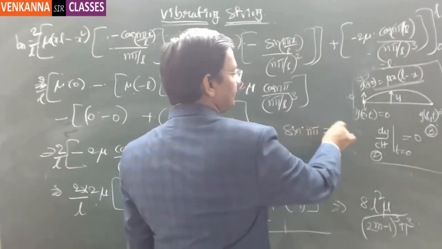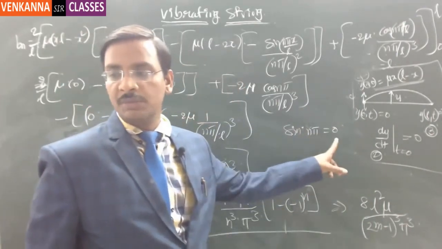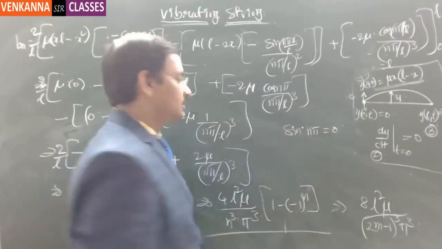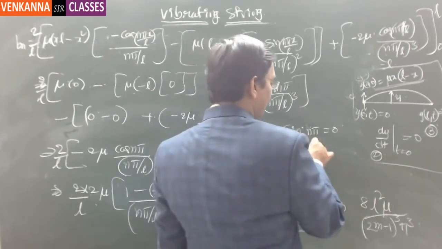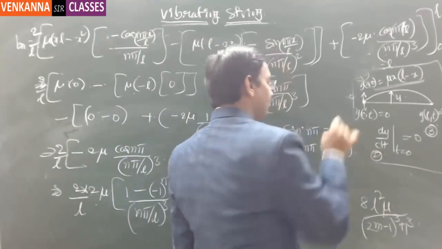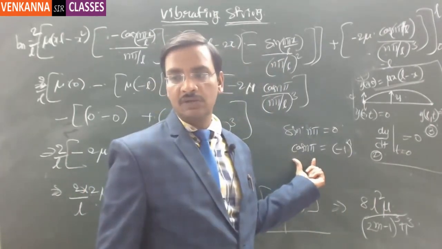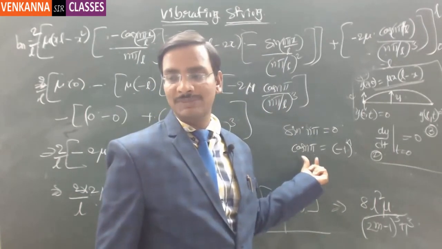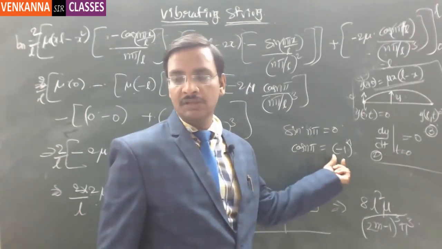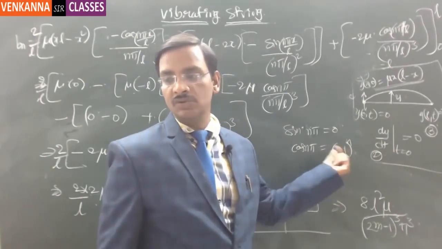the n value. So whether n is 1, 2, 3, 4 or whatever it may be, sin pi is 0, sin 2 pi is 0, sin 3 pi is 0, sin 4 pi is 0. Similarly, cos n pi is going to be minus 1 whole power n. Why? If n is equal to 1, cos pi is minus 1. If n is equal to 2, cos 2 pi is plus 1. If n is equal to 3, cos 3 pi is again minus 1. That means for every odd number it is going to be minus 1. For every even number it is going to be plus 1.